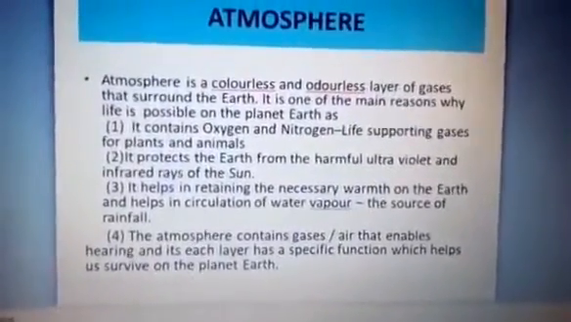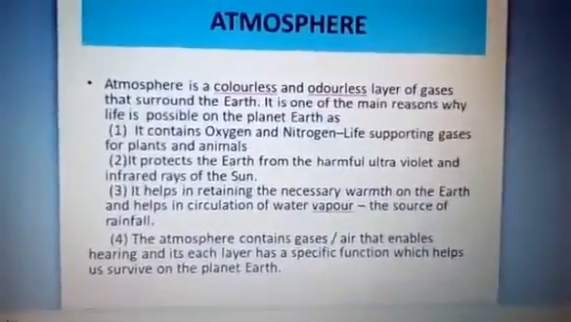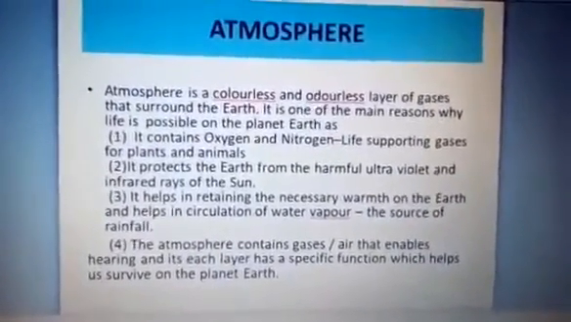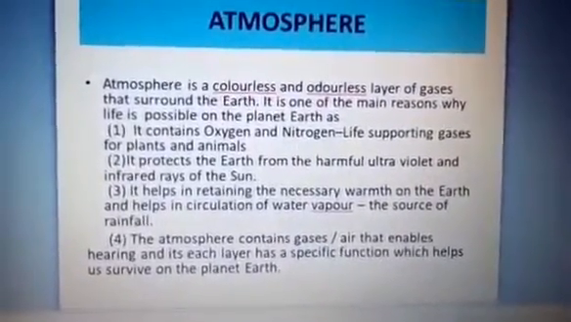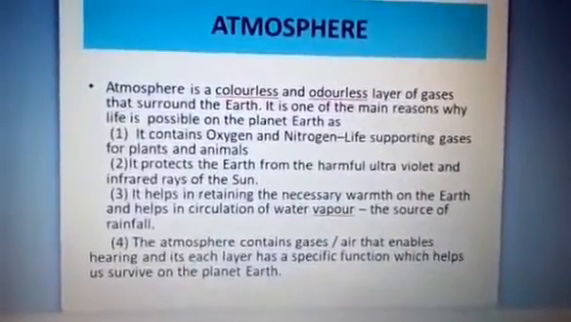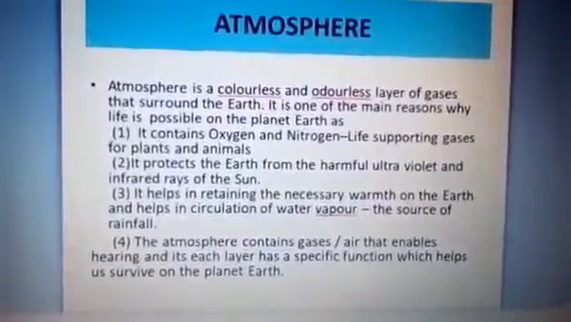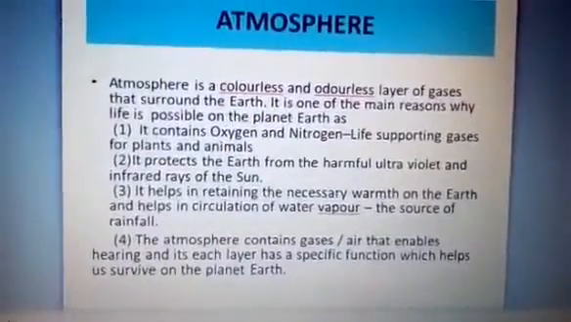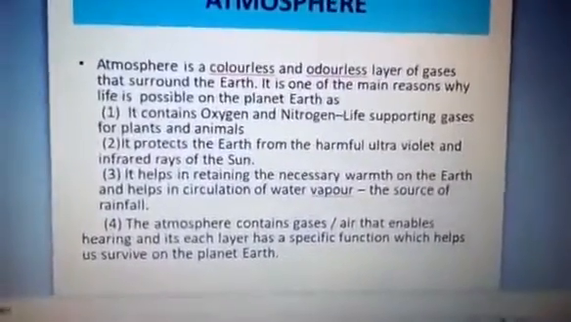Here again, you have the definition of the atmosphere and the reasons mentioned as to why the atmosphere is so important. Number one, it has the major gases, oxygen and nitrogen, which are the life-supporting gases for the plants and animals. Without nitrogen, the plants cannot grow at all, and without oxygen, human beings cannot survive, and the animals also cannot survive.